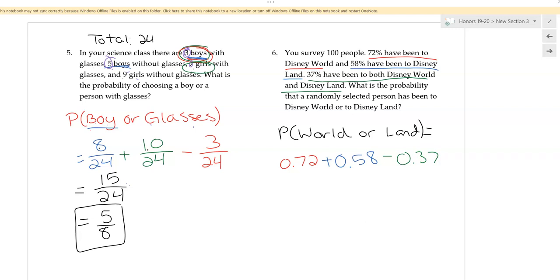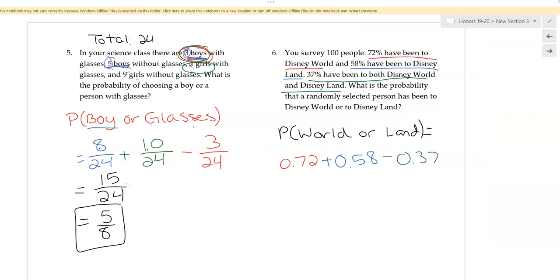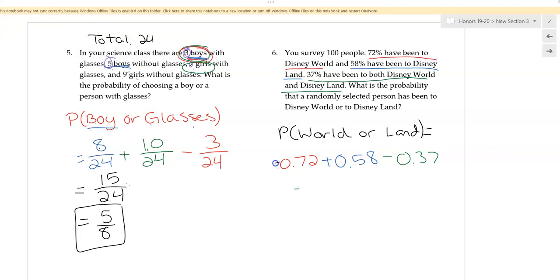And I probably could do that without a calculator, but 0.72 plus 0.58 minus 0.37 is 0.93. So 93% have been to either one or at least one or the other. All right, and that is it.